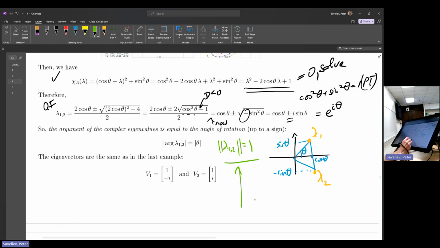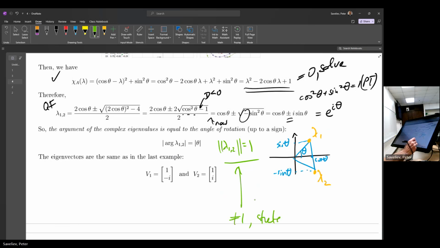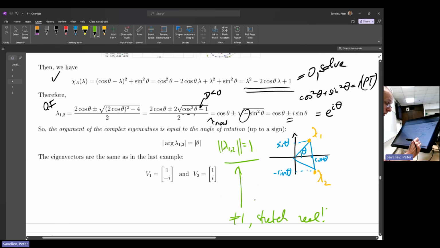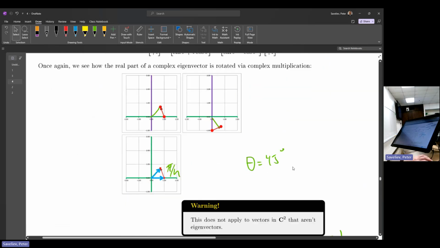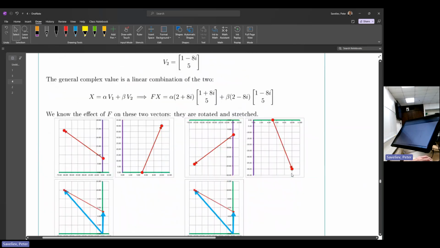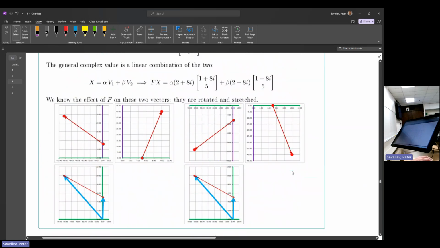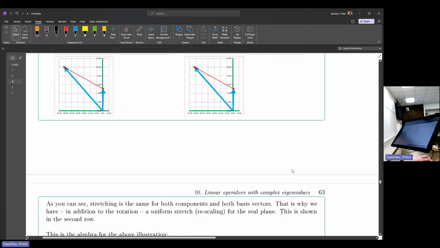If R is not equal to 1, we have a stretch, and the modulus is real. The modulus of a complex number is a real number, which means that the stretch will also be real. It's not complex anymore. So I'm skipping it, even though the computation is pretty much the same as we have done before. The pictures are here. You can see the rotation as well as the stretch. The vector becomes longer.